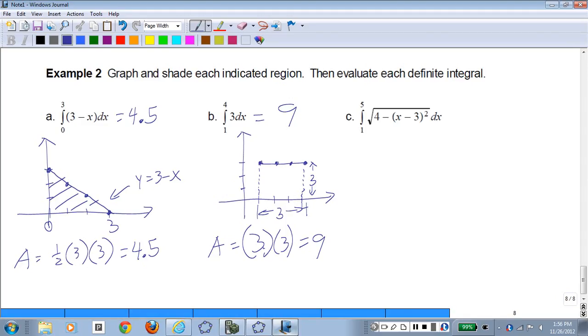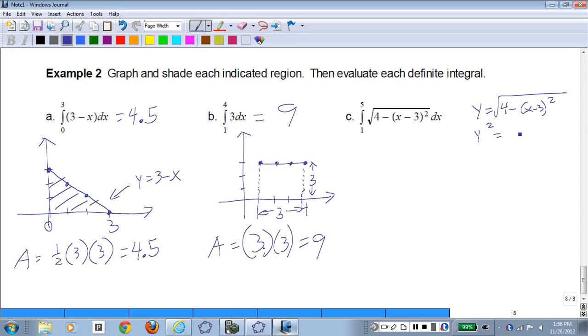Now, then all of a sudden it gets weird. This problem, the C part, almost always shows up on the last exam or on the final exam, maybe both, and it doesn't go as well as I think it ought to go. What is this the graph of? Circle. It is a circle.